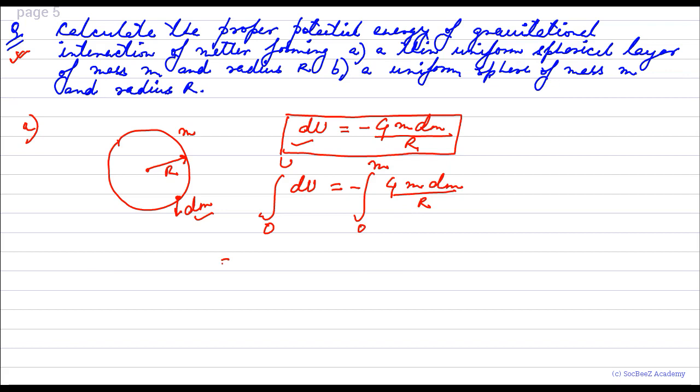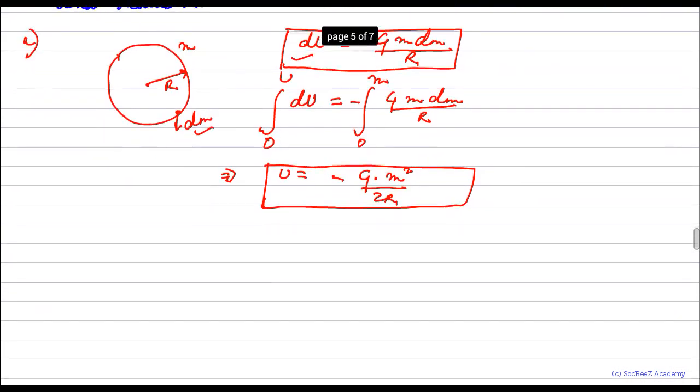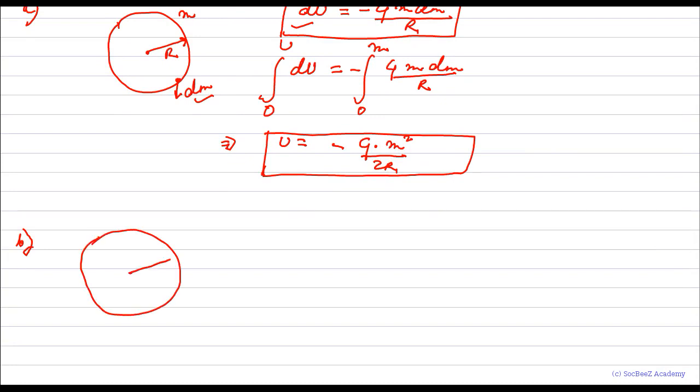So this gives me the proper potential energy of interaction as minus G m square by 2R. So this is going to be the proper potential energy of interaction of each element with all the other elements. Fine. So this was my first subpart of the question. Now let us move on to the next subpart, where I have a uniform sphere of mass m and radius R.